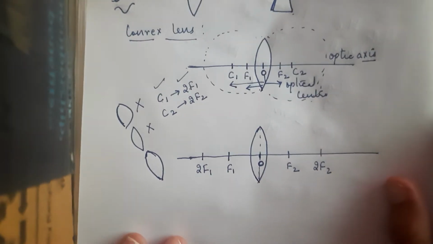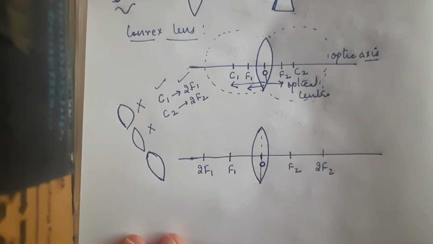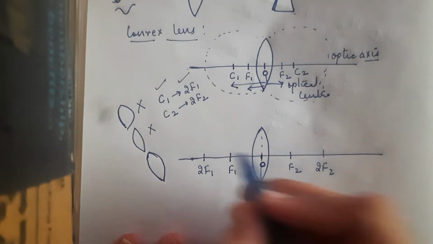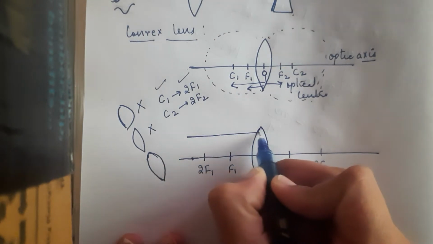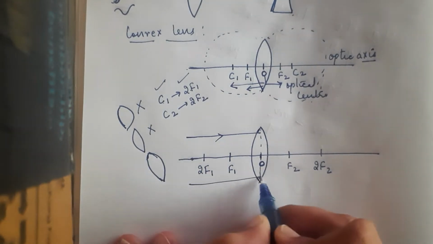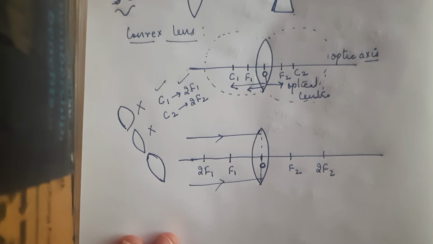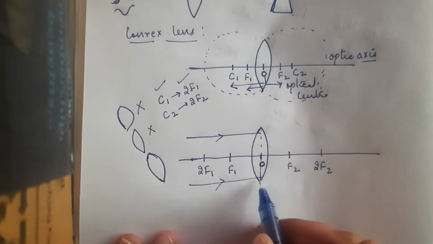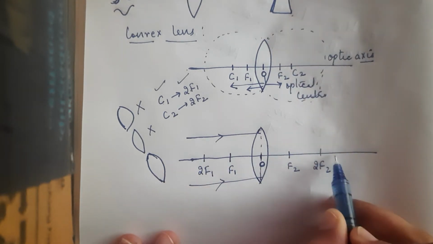As you're already familiar, an object at infinity, right? If the object is at infinity, if my source of light is at infinity, then the rays of light which are coming from the object are treated as if they are coming parallel to the principal axis, right? So let me just draw it. So these are the parallel rays of light which are parallel to the principal axis.